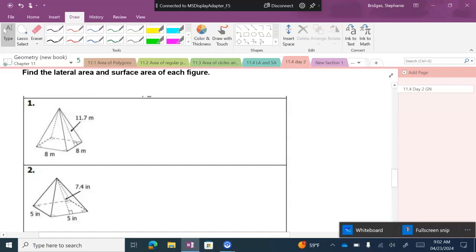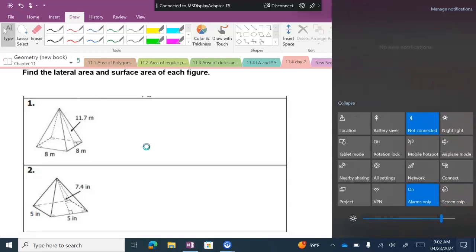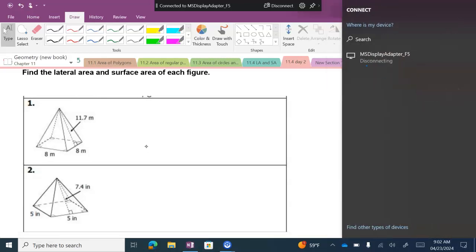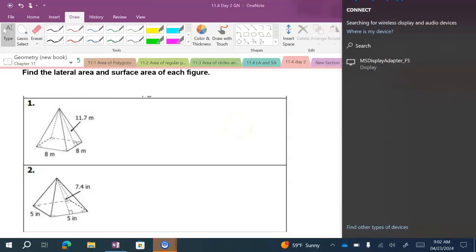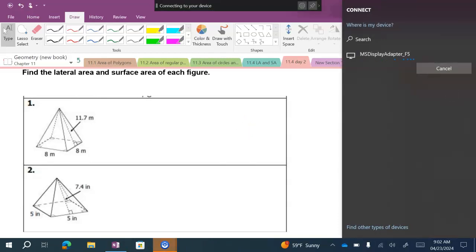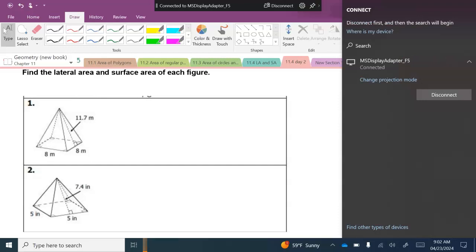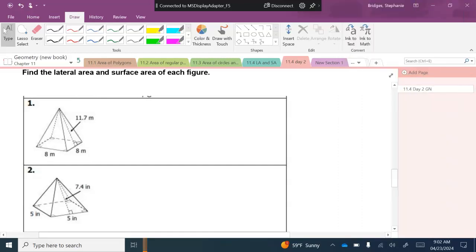I want you, what are you doing? Sit down. You need to be writing. I know, I'm trying to get it to connect so it catches up with me.